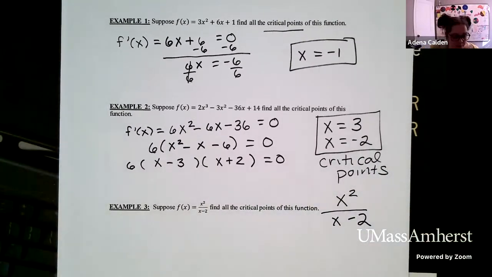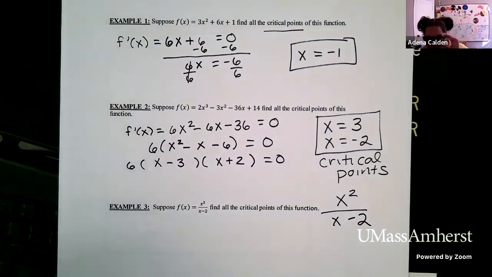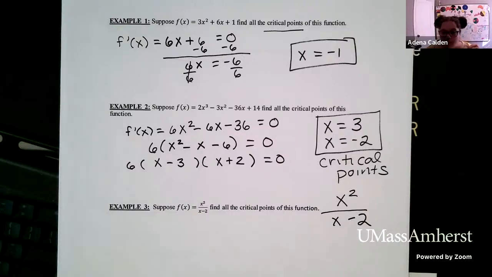Okay, and so we're interested to find all the critical points of this function. Notice that we have a quotient here, so we're going to have to apply the quotient rule. As a reminder, when we're looking for critical points, we're looking for where the first derivative is 0 or where the first derivative is undefined.